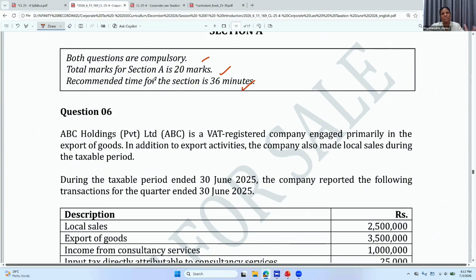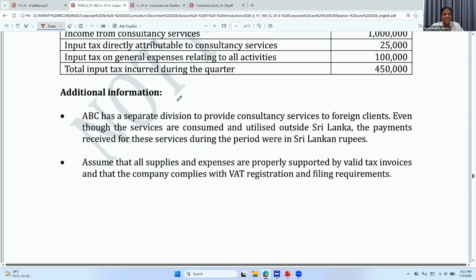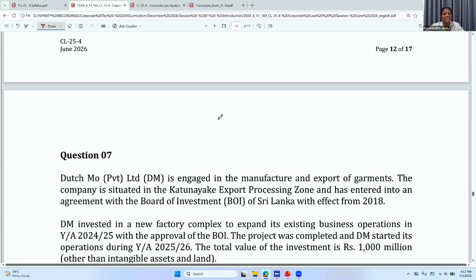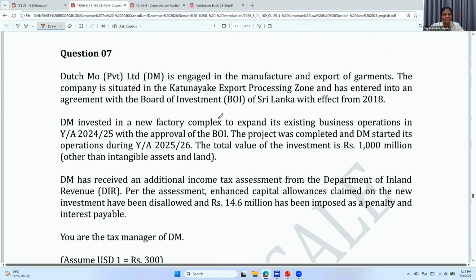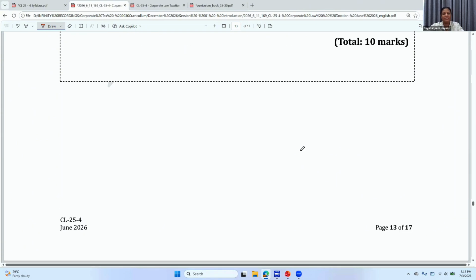Section A has 2 questions, all compulsory, 10 marks each. These are the details of the question and this is the requirement. Identify, and secondly calculate the VAT, the calculation and the identification of the revenue under output VAT and each of the supply. And secondly for Question 7, the second question, outline and analyze, how to analyze by explaining these things. It's for 10 marks.